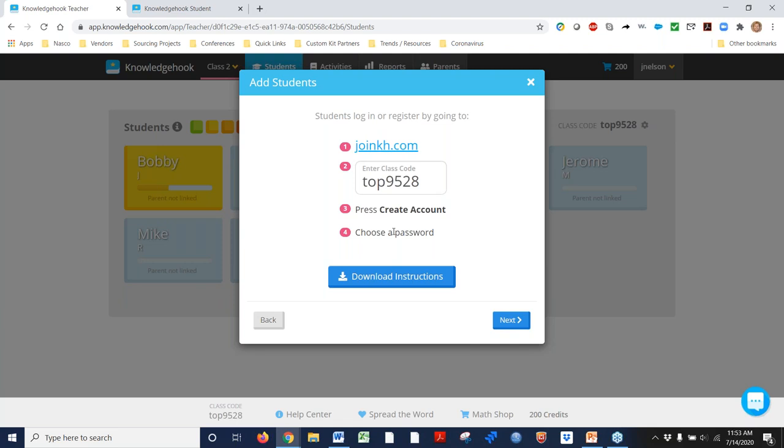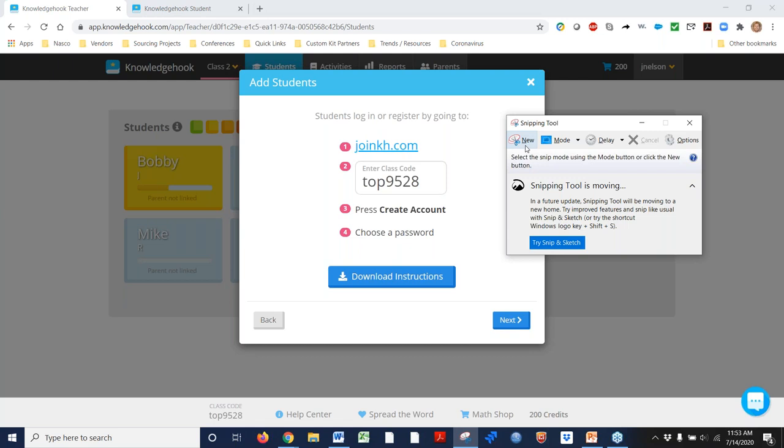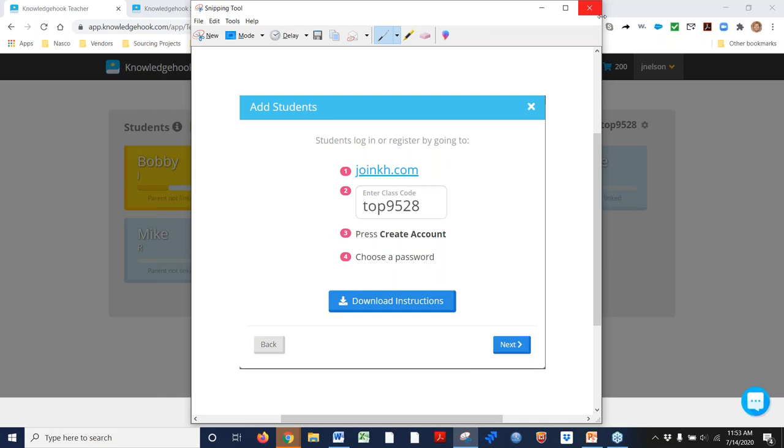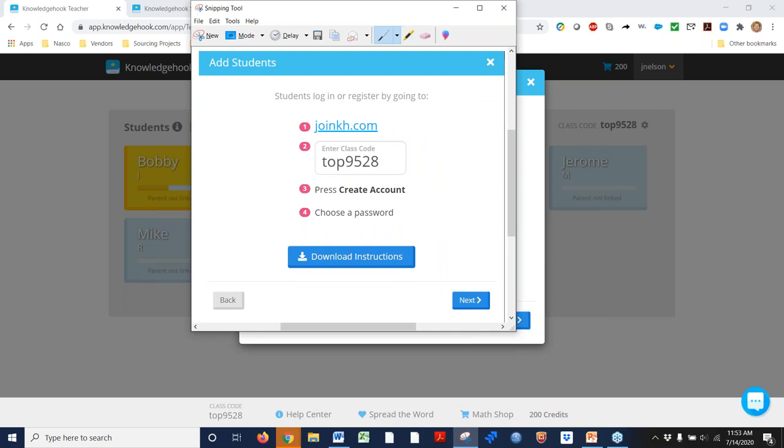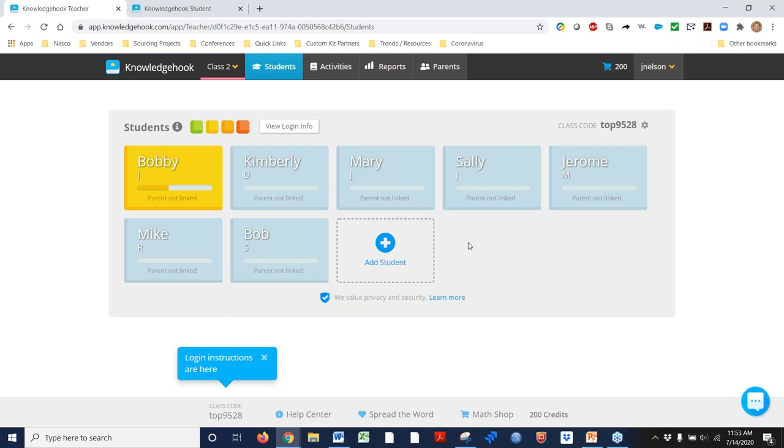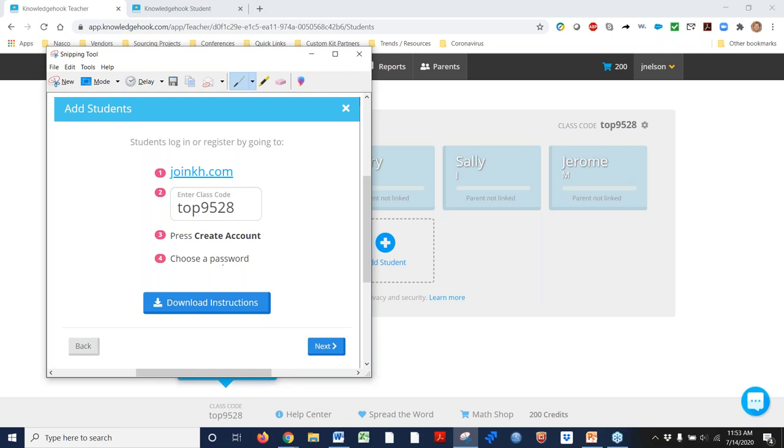What I'll do is use this little clip here to make sure that this is still on the screen and accessible. But I want to make sure to keep the progress going throughout this whole thing. So I'm going to hit next, and I'm going to see the students. You're going to see people log in as you're creating an account. This is a great way to engage students. And again, you've got to go to joinkh.com, top9528, create your account, choose your password, and hit next.